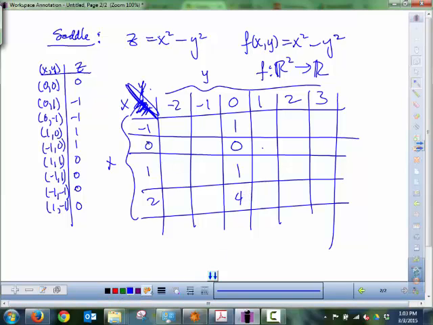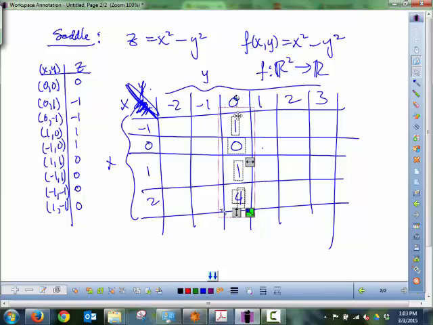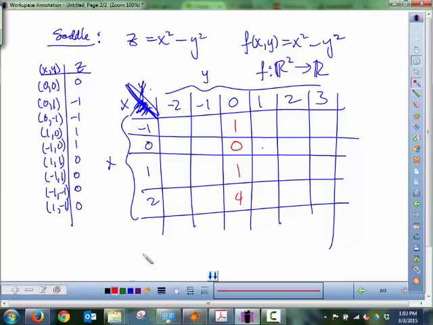Maybe I should have used different colors for that one. Let's use red or something different. So 0 for x, if x is equal to 0, 0 for y will give me 0, 1 for y will give me -1, 2 for y will give me -4, and then -9. So 0, -1, and for y would be +1 with a negative, so it's still -1, -4.